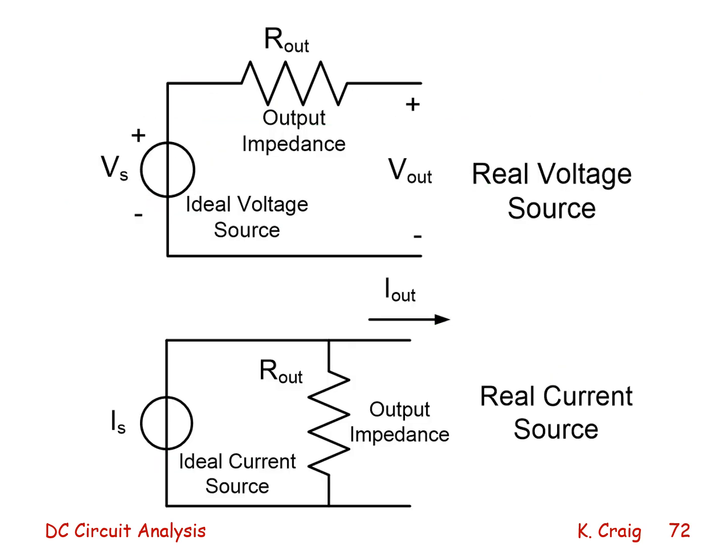And here we see two diagrams. A real voltage source consists of an ideal voltage source and an output impedance in series. A real current source consists of an ideal current source with an output impedance in parallel.